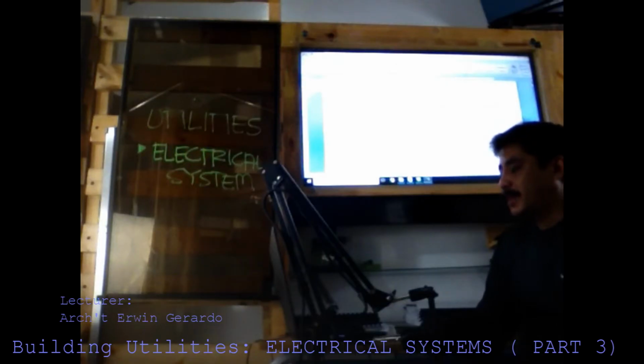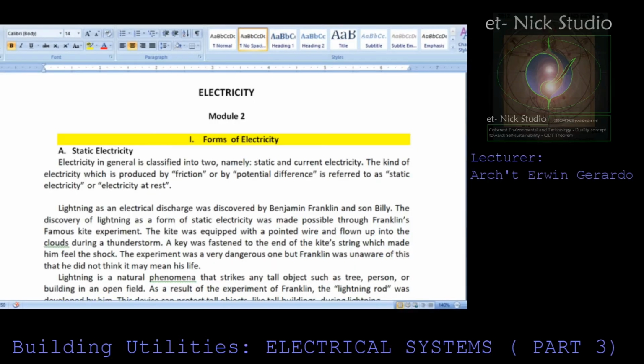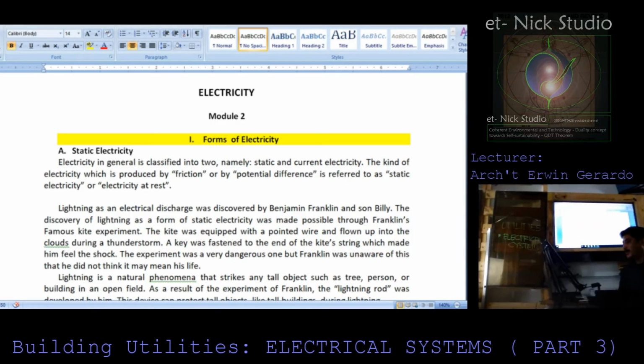Good day. I'm going to continue the topic, which is electricity under Module 2. What are the different forms of electricity? A is static electricity.